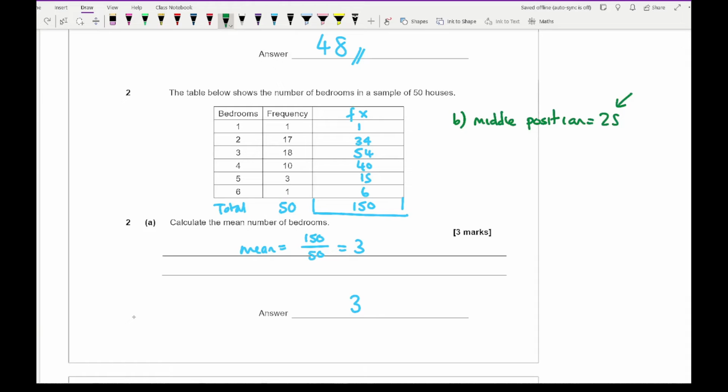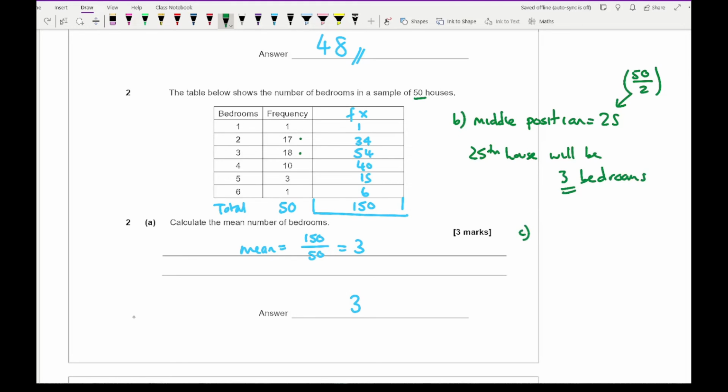Now how have I got 25? Well, that's from dividing the total frequency by 2, and it's always divided by 2. So I want to see what group the 25th house would be in if they were all in order of size of bedrooms. You can see here, I've got 1, and then it's going to be 18, and it's going to be 3 again. So here my 25th house will be 3 bedrooms.